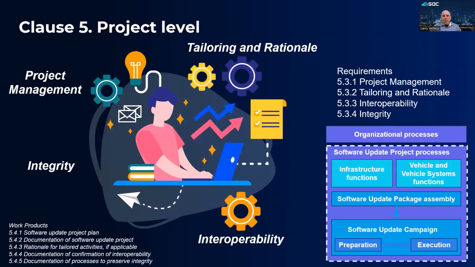Requirements for the project level cover project management activities for the software update projects and managing information related to these projects. This clause is slightly similar to the ISO SAE 21434 Clause 6, at least discussing from a project perspective. The information can include tailoring the projects accompanied with the associated rationale for that, interoperability between infrastructure and the vehicle system functions, along with preserving the integrity of the software as well as their metadata or update packages.